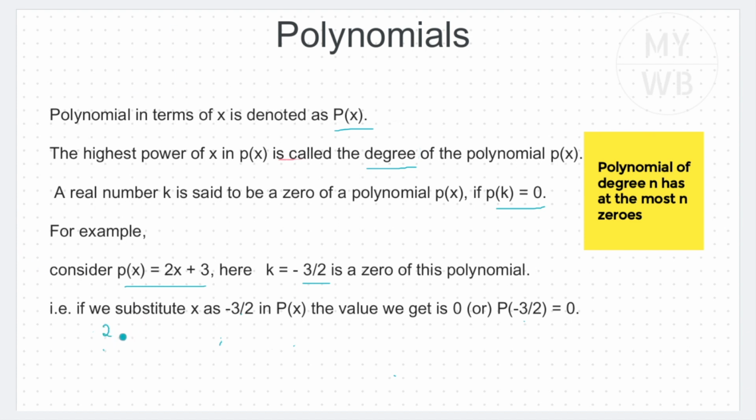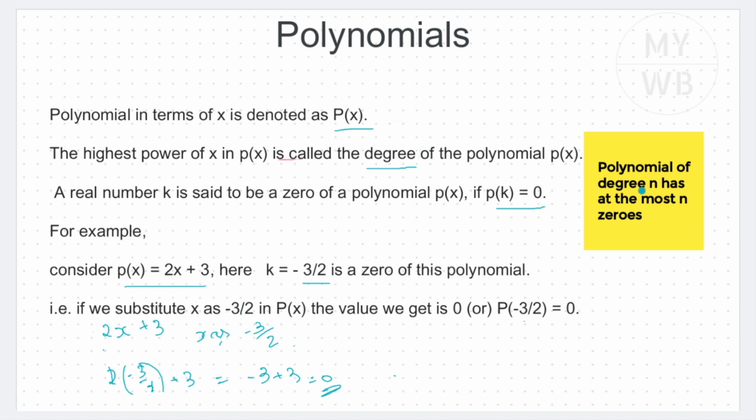So the polynomial we have is 2x plus 3. Let's substitute x as minus 3 by 2. So we get 2 into minus 3 by 2 plus 3, which is equal to, 2 and 2 get cancelled, so minus 3 plus 3, which is 0. So you see that when x takes up the value of minus 3 by 2, p of x reduces to 0. That is why we say minus 3 by 2 is the zero of this polynomial.